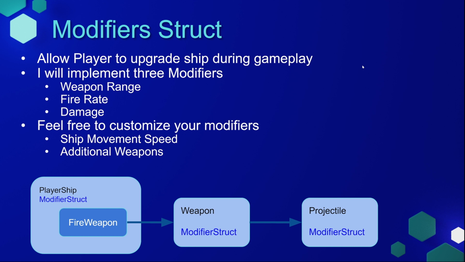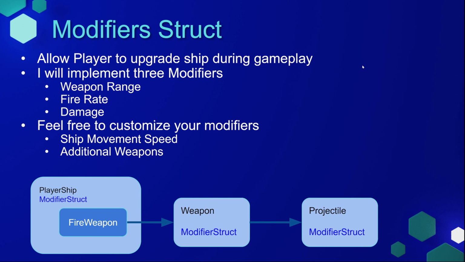And at the bottom is how I'm going to set up mine to work. So modifier struct is actually going to be on player ship. And when we fire weapon, I want to pass that modifier into our weapon. And that's where some of the functionality will take place. For instance, fire rate will be modified at the weapon class, but damage and weapon range will be modified on the projectiles, because we want to have each projectile be able to handle its own range and damage.